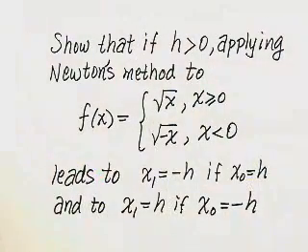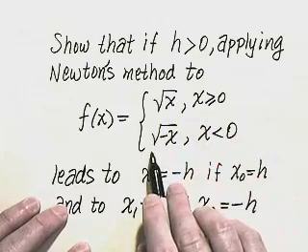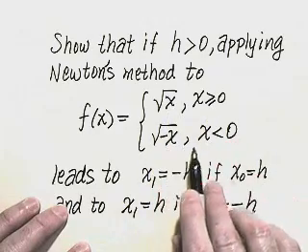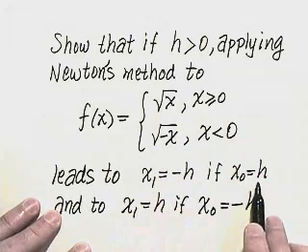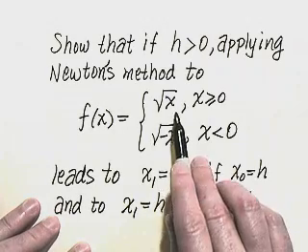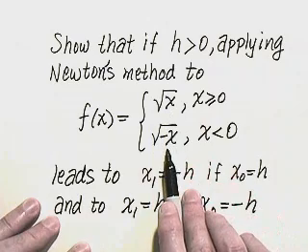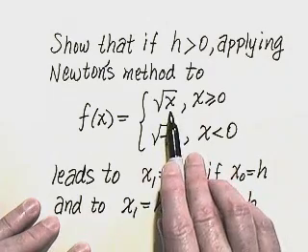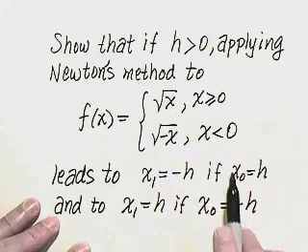Show that if h is greater than 0, applying Newton's method to the function f of x equals square root x for x greater than or equal to 0 and square root negative x for x less than 0 leads to x1 equal negative h if x0 equal h, and to x1 equal h if x0 equals negative h. Now we can simplify this by noticing that this function here is the square root of the absolute value of x. After all, the absolute value of x is x for x greater than or equal to 0, and the absolute value of x is negative x for x less than 0.